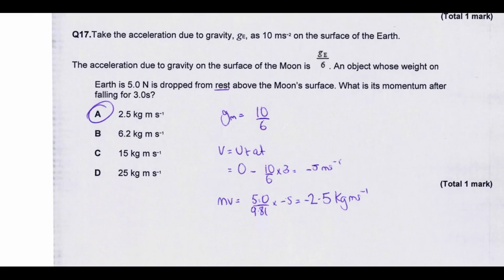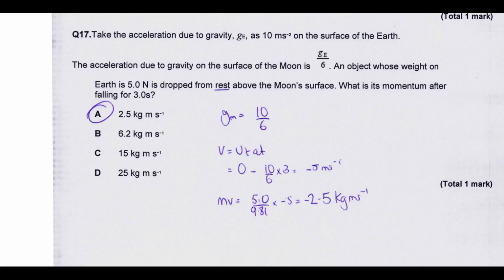Okay, so take the acceleration due to gravity on Earth as 10, and the acceleration on the moon is 1/6 of that on the Earth, so that gives us a gravitational acceleration of 10 over 6. So it's dropped from rest, and you want to know what the momentum is after falling for 3 seconds. So we know what the initial velocity is, 0. We know what the acceleration is, minus 10 over 6. We know what the time is, so 3. So that gives us a final velocity of minus 5 meters per second.